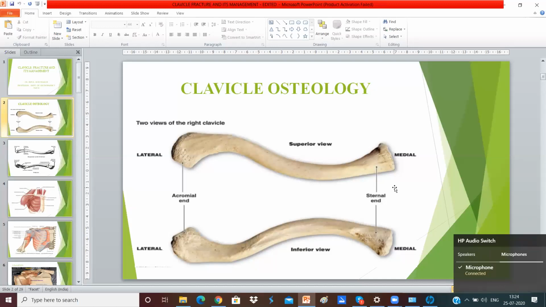So it is grossly S in shape. It has got a medial end and a lateral end. This part is concave, this part is convex, and this is the superior surface and this is the under surface. So grossly it is S in shape.